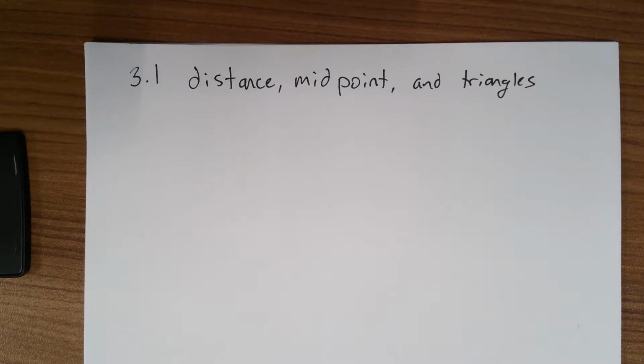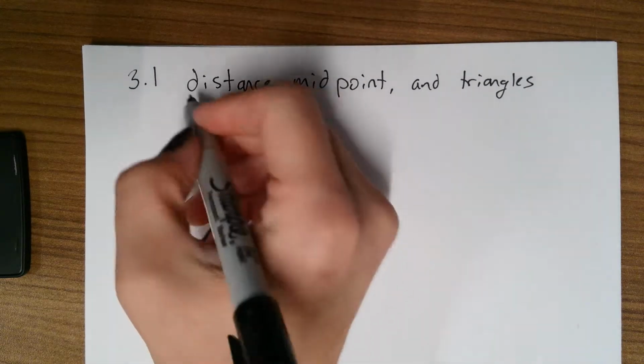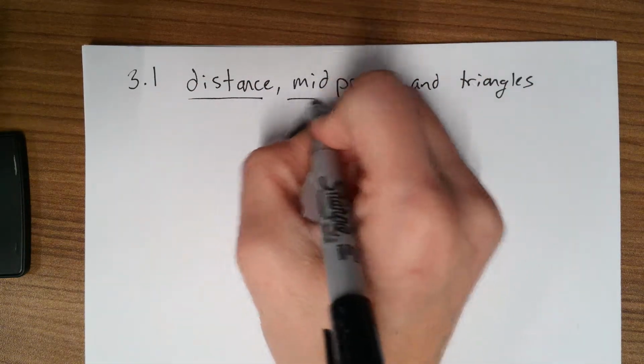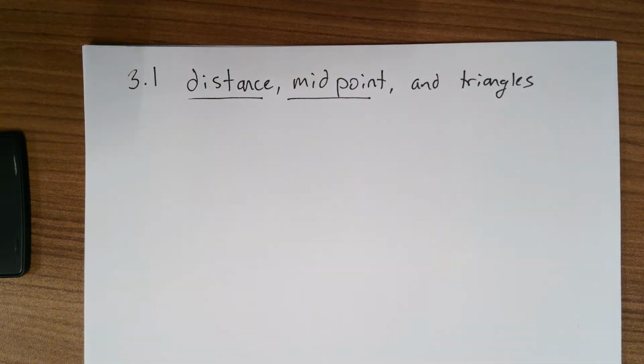All right, looking at section 3.1, the main theme here is determining distance and midpoint given any pair of coordinates, but they throw in some application with triangles. So we're going to do one problem that's going to sum up all of these things in one.